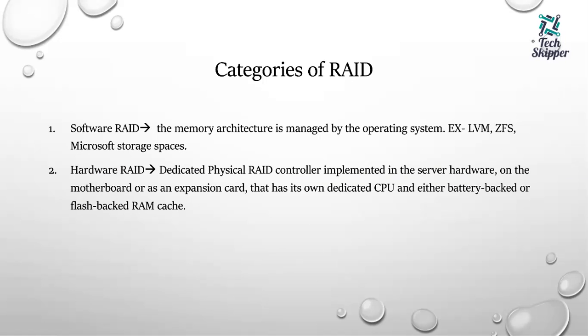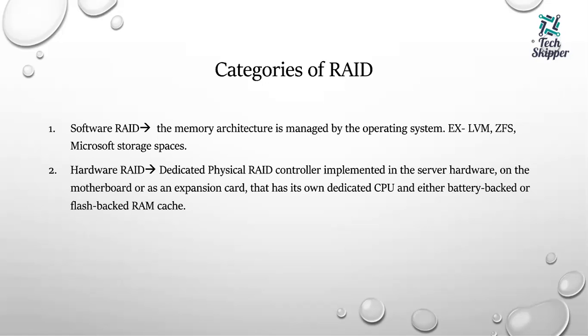RAID can be divided into two specific categories. First is software RAID and second one is hardware RAID. Software RAID is provided by the operating system itself as a module. For example, you can see LVM on the Linux operating system, ZFS on Solaris. Microsoft Storage Spaces on Windows also comes in this category. It was introduced in Windows Server 2012.